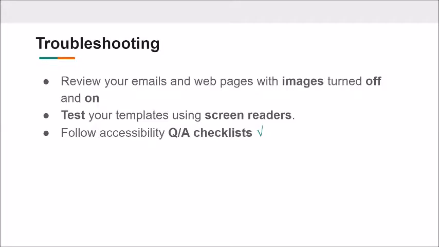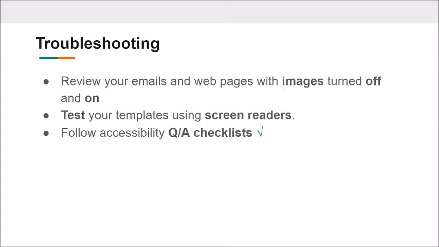If you're unsure about anything in your code, the troubleshooting step of your work is really important here. You want to review your emails and web pages with images turned off and on. You want to test your templates using screen readers, and having a QA checklist would be very helpful in all of this. There are many tools and software on the internet that would be very helpful.